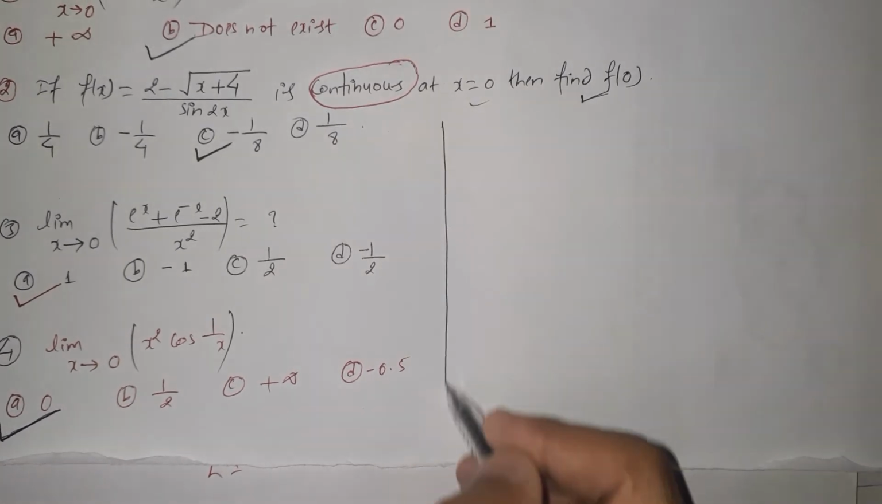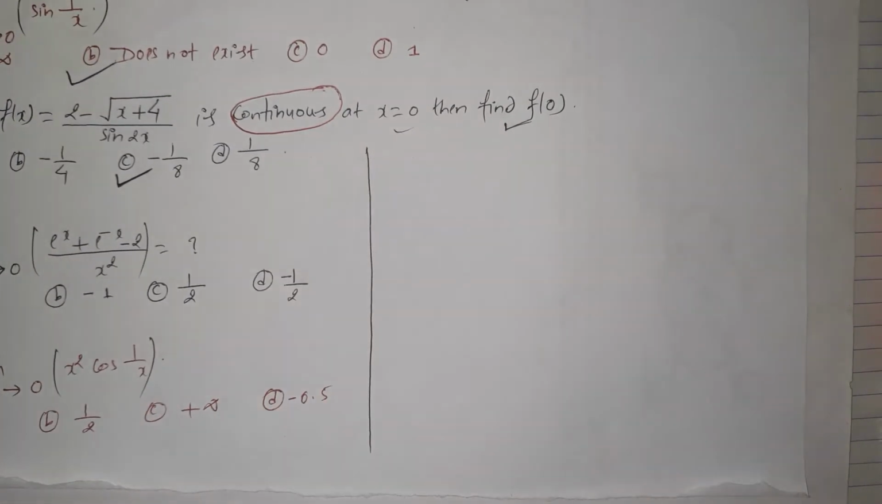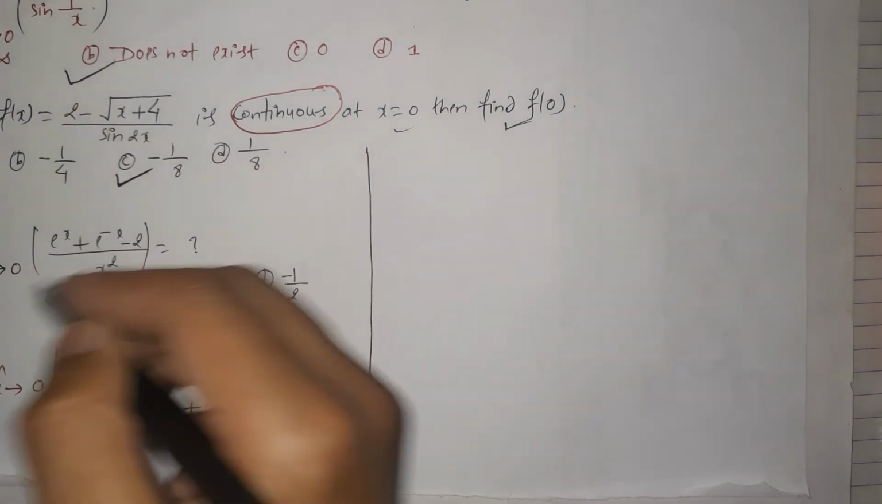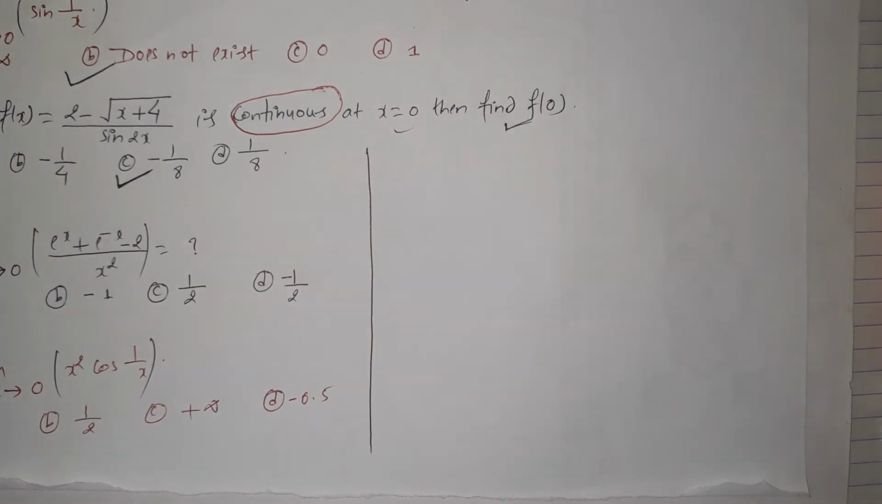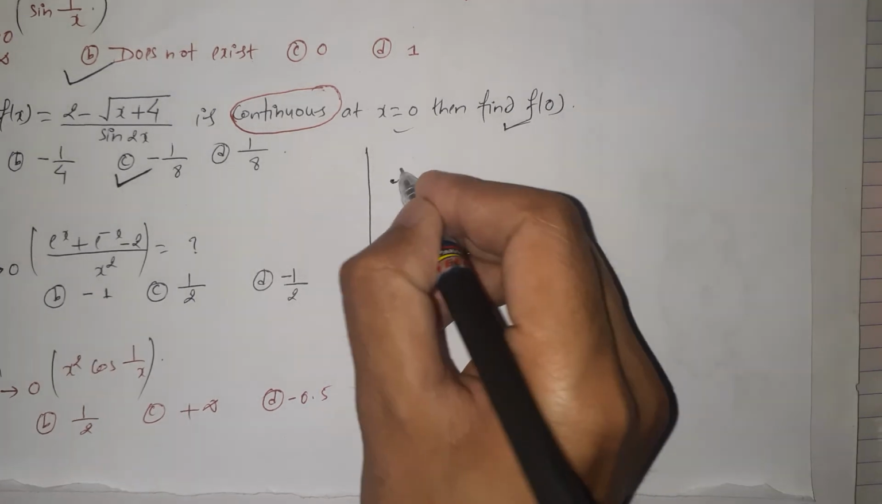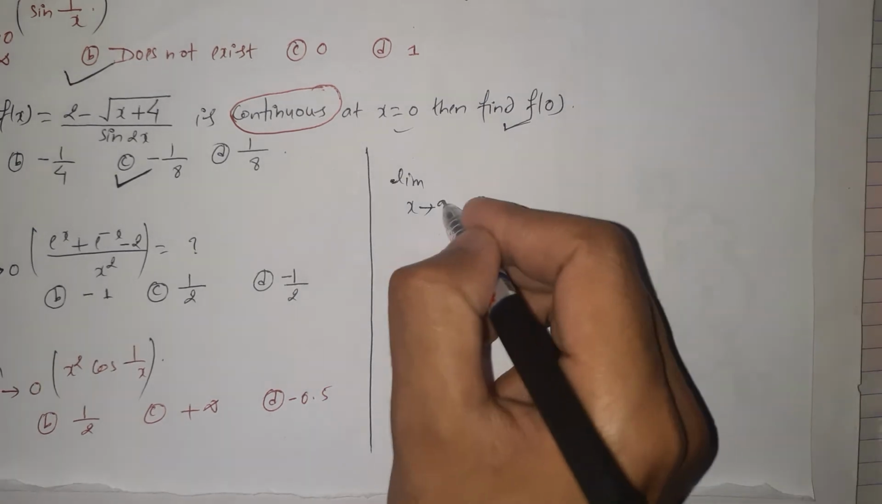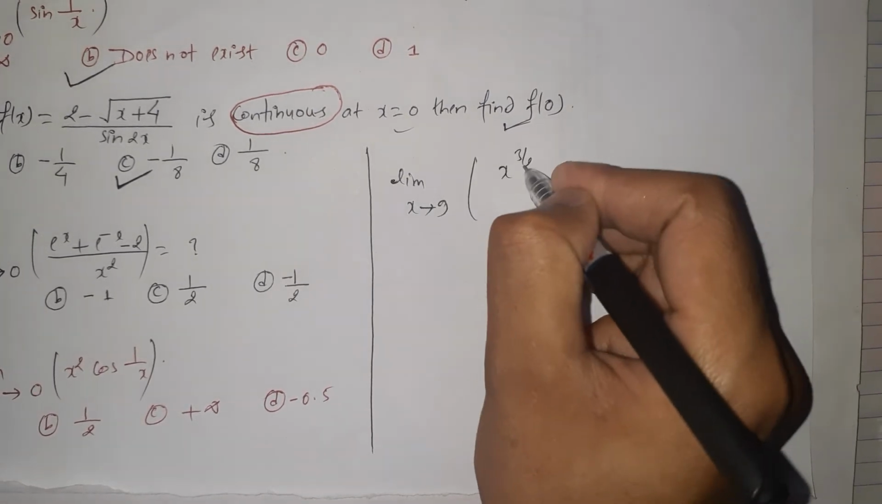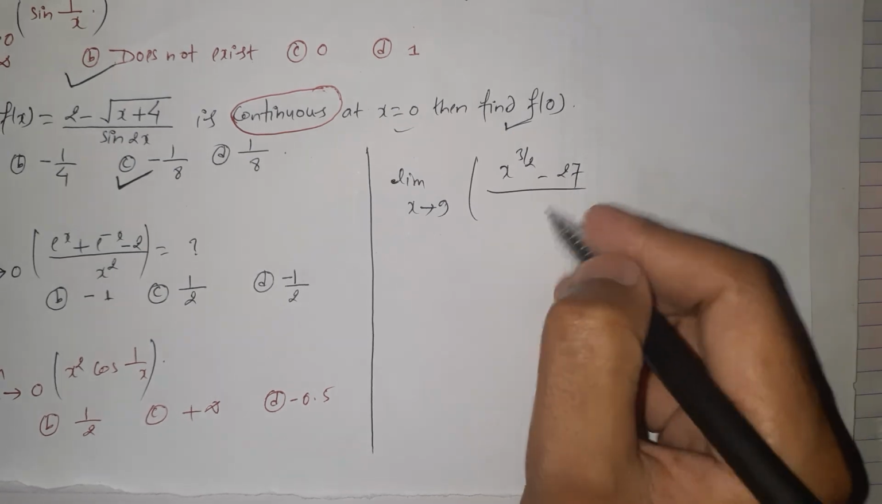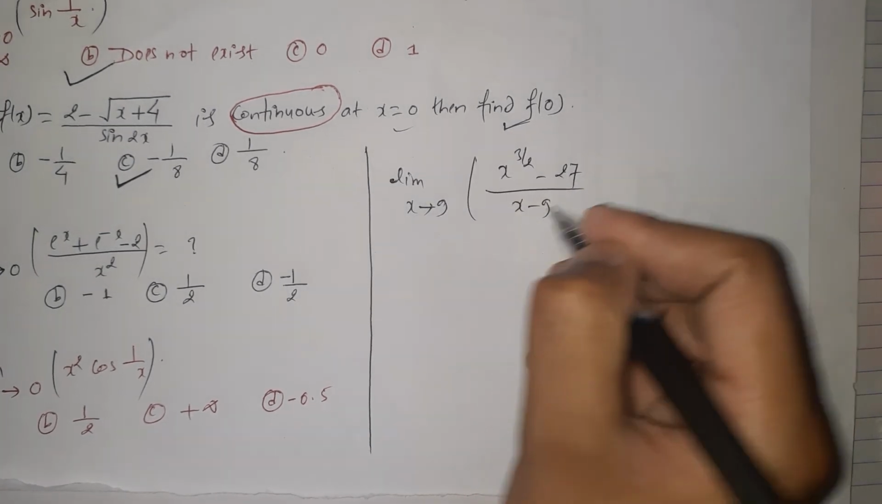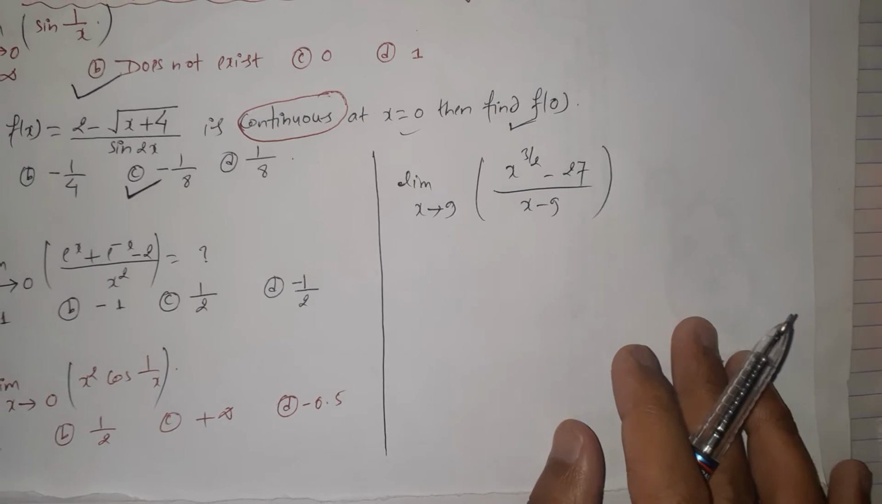Let's take more questions other than limit x tends to 0. Here all the questions are on x tends to 0. Let's take another question different from x tends to 0. Here the question is limit x approaches 9 of the function x to the power 3 over 2 minus 27 over x minus 9. Let's calculate its limiting value using the calculator.